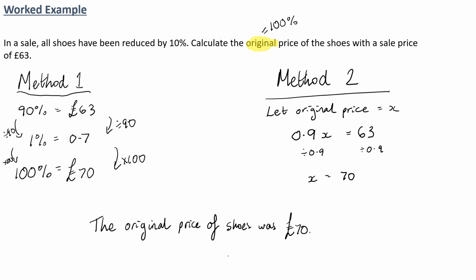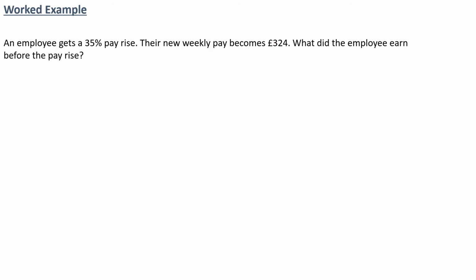Okay, we'll do the last example. I'll show you both methods once again. An employee gets a 35% pay rise. The new weekly pay becomes £324. What did the employee earn before the pay rise? The important word here is before. That's the trigger here. That should help you know what you have to do.